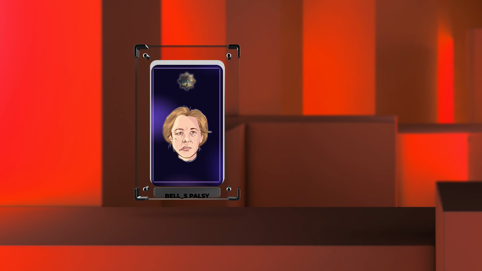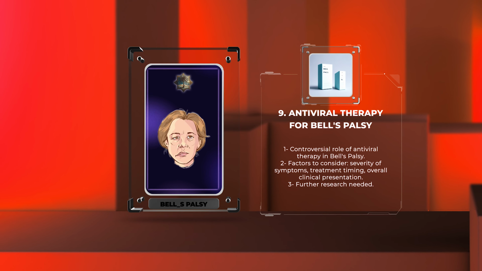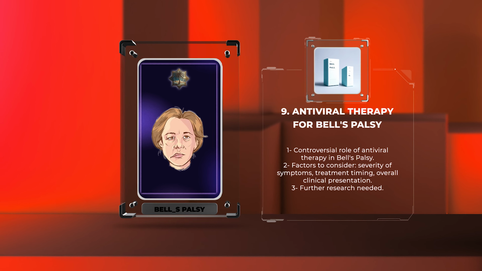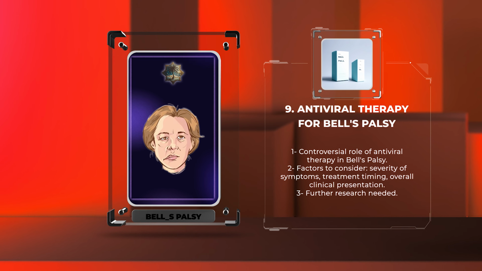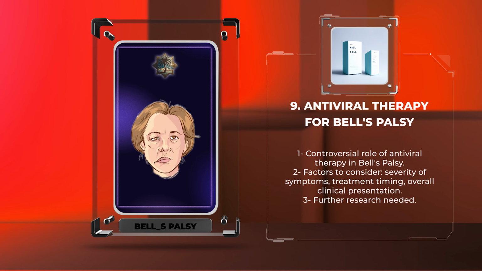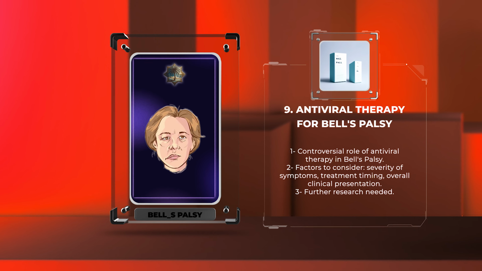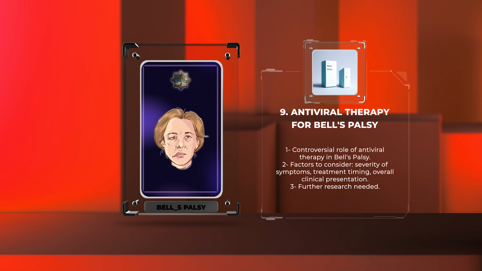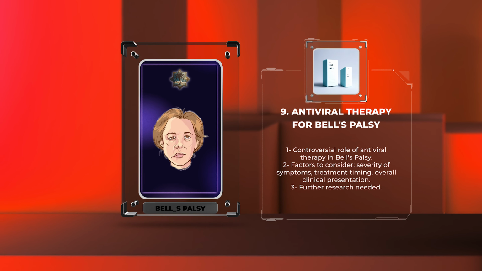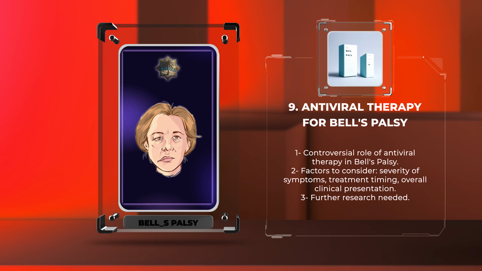The role of antiviral therapy in Bell's palsy remains controversial. While some studies have suggested a potential benefit of antiviral agents, such as acyclovir, others have not shown significant efficacy. The decision to use antiviral therapy should take into account factors such as the severity of symptoms, the timing of treatment initiation, and the patient's overall clinical presentation. Further research is needed to clarify the role of antiviral agents in Bell's palsy management.